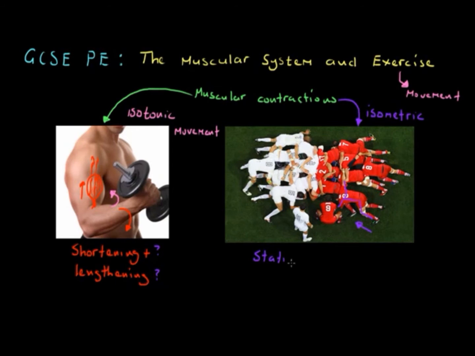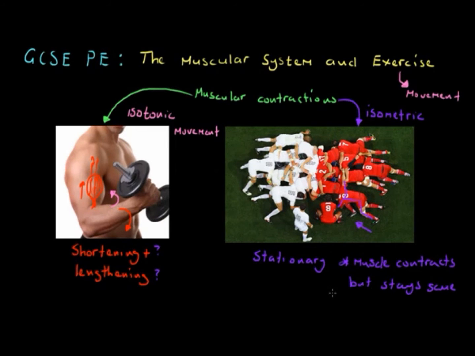Okay, so the muscles are stationary in an isometric contraction. You can say that the muscles are contracting, the muscles are working, but no movement is taking place. They are neither shortening nor lengthening. So that's the opposite of an isotonic contraction. The muscle length stays the same.